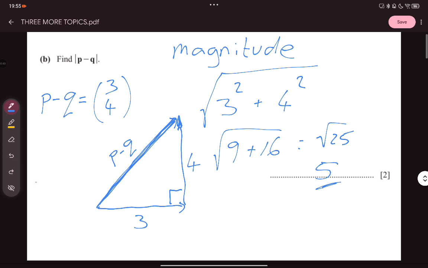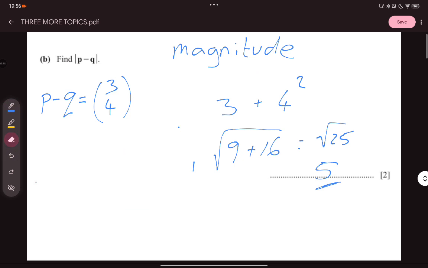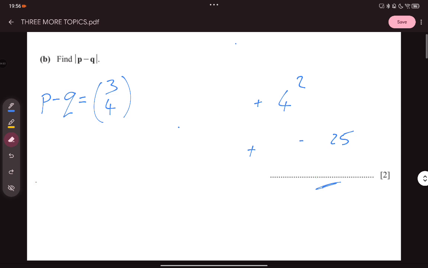So the magnitude of a vector, we don't actually have to draw the diagram or even think too much about it if we're finding the magnitude of a vector. Because if we see this kind of question, with a vector inside the 2 straight lines, all we have to do is take the top number in our vector, which in this case is 3, square it. Take the bottom number, which in this case is 4, square it.